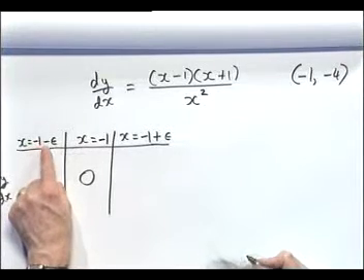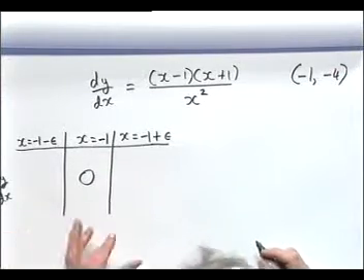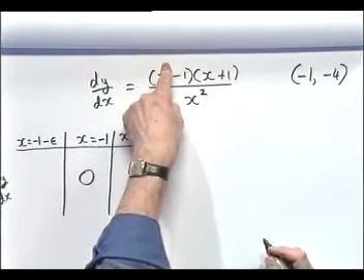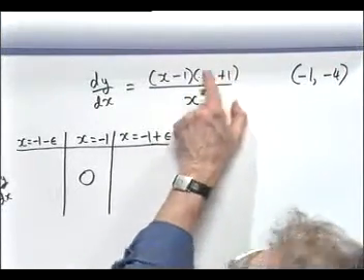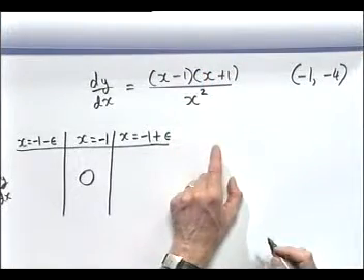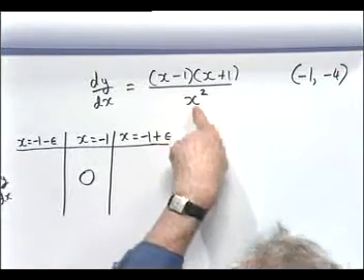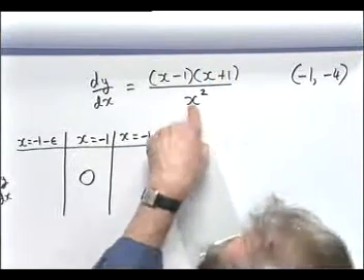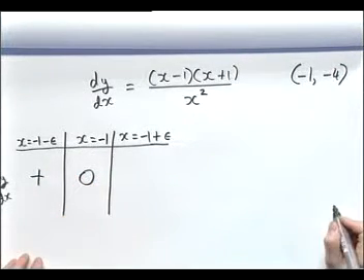What happens if x is a little bit less than -1? Something like -1.1. Well, we've got -1.1 take away 1. That's definitely negative. -1.1 add on 1, that's -0.1. That's definitely negative as well. However, on the bottom here, we've got a number and we're squaring it, so it must be positive. So we have a negative times a negative, which is a positive, divided by a positive. So the answer must be positive.